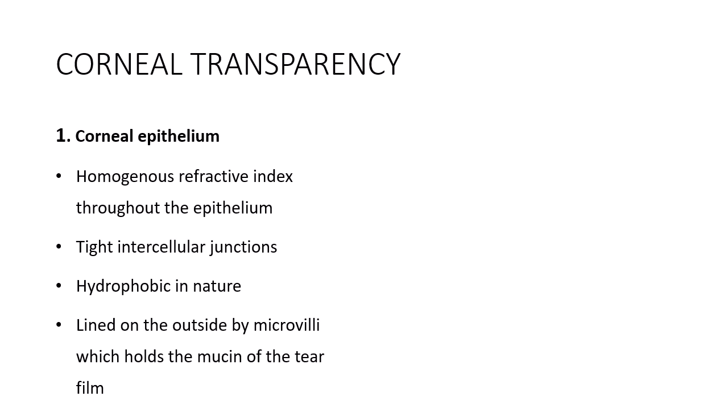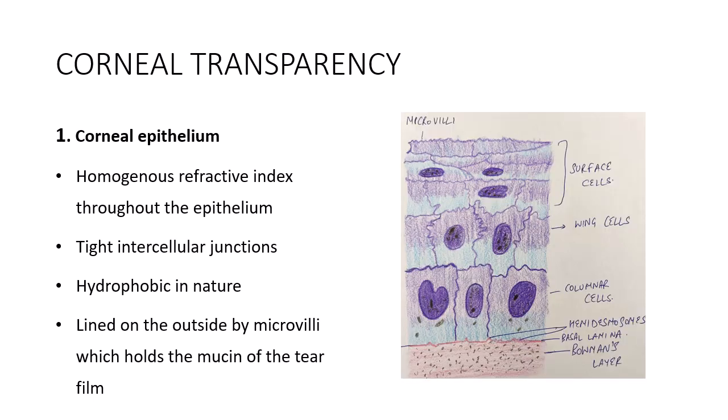The epithelium is a homogeneous refractive index. There are tight intercellular junctions. It is hydrophobic in nature, that is, it keeps water out, and it is lined on the outside by microvilli. These microvilli hold the mucin of the tear film on it. So these are the factors attributed to the corneal epithelium for the corneal transparency. So little microvilli over here holding the tear film to it, a homogeneous refractive index, tight intercellular junctions, hemidesmosomes, and a hydrophobic nature.